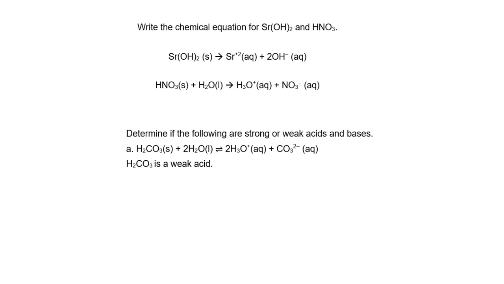Let's take a look at part B. We are given the equation for sulfurous acid. Again, we see the double arrow, the equilibrium arrow. This is a sign that we have a weak acid. So sulfurous is a weak acid.